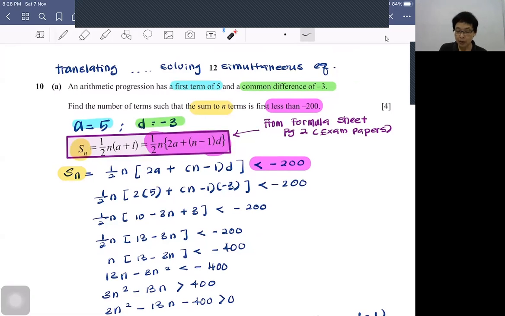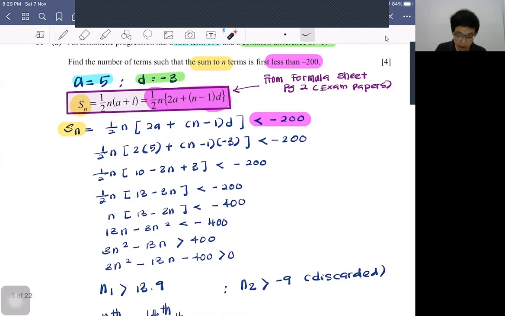Just go ahead and take that. Put in the notation of lesser than minus 200. Now you have fully translated the sentences into your mathematical notation. Good shape. So what you're going to do from here onwards is rearrange, simplify, and solve for the n value. Let's move on.